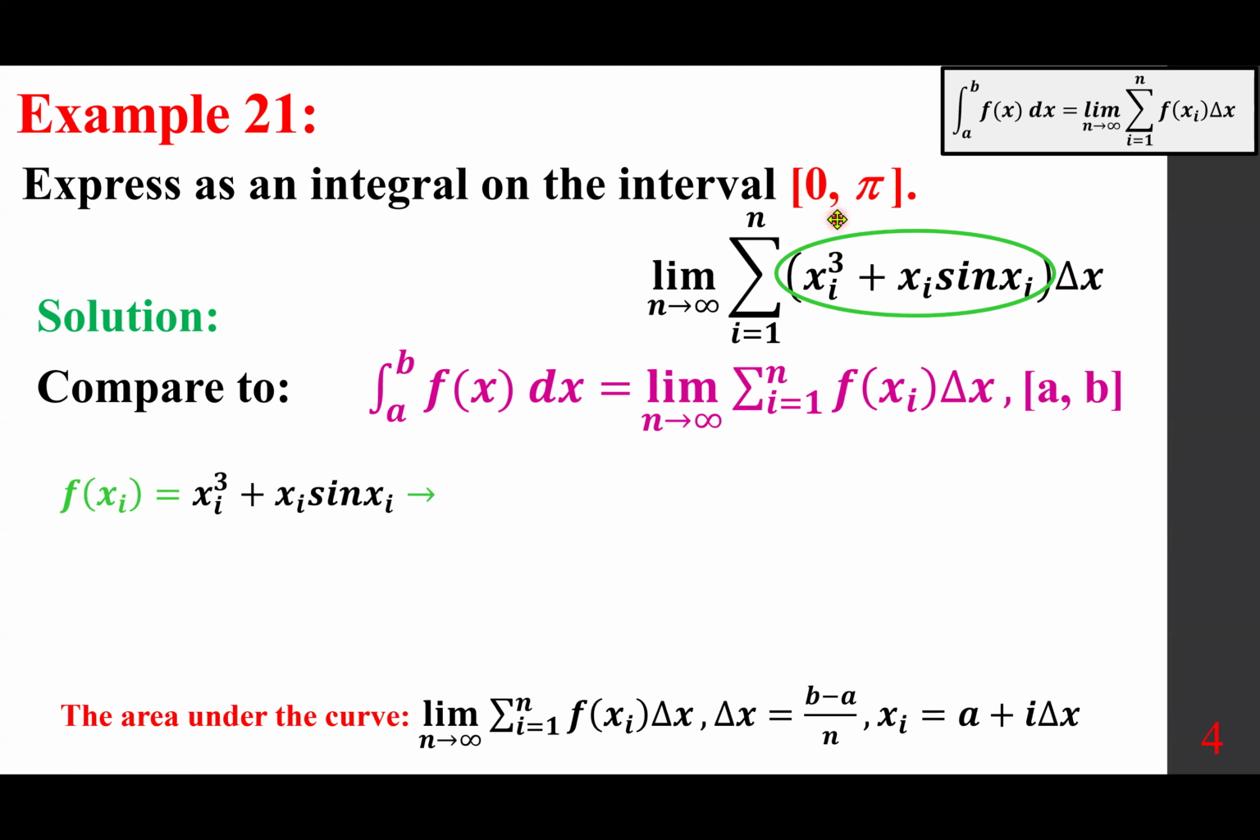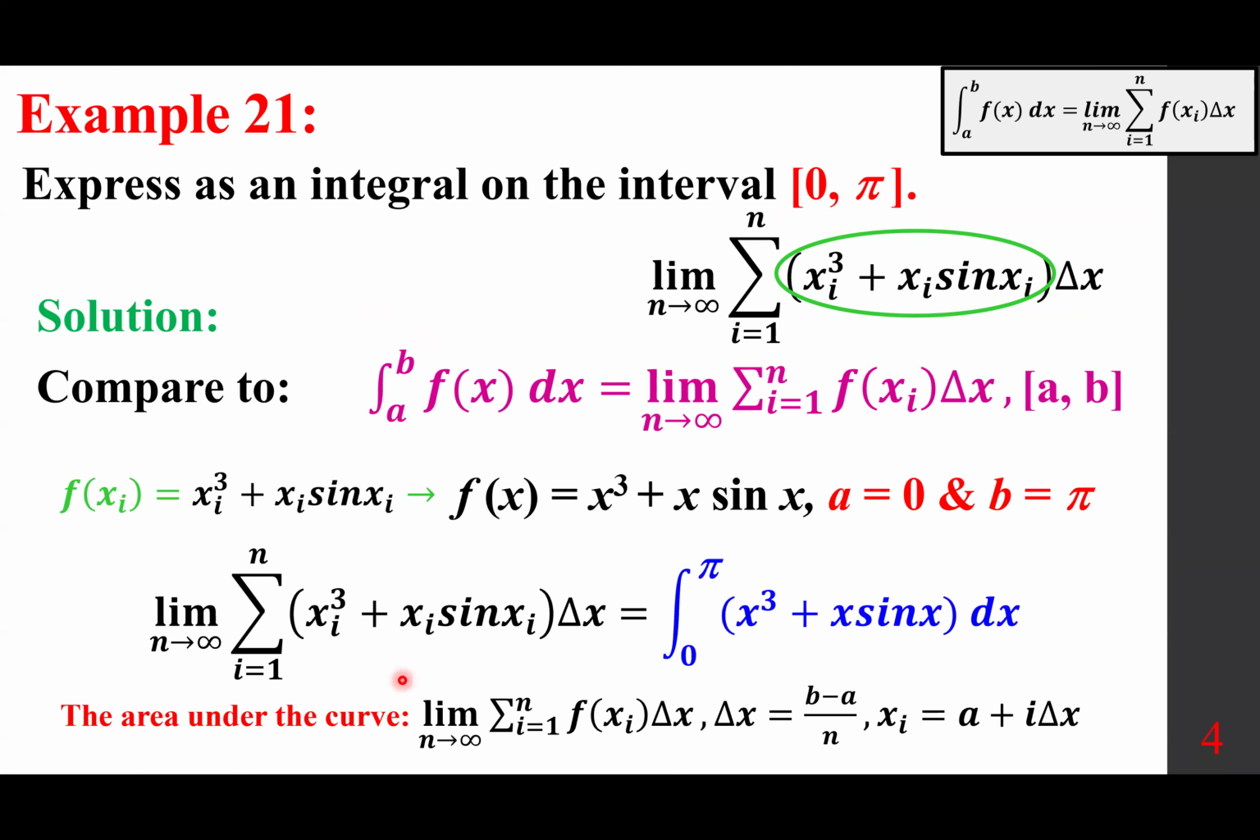So according to this, f of x sub i must be x sub i cubed plus x sub i sine of x sub i, and so that's f of x. a is 0, b is pi. So this limit is the same as this integral, from a to b, 0 to pi. So the given limit, the limit as n approaches infinity of the summation, i going from 1 to n, of x sub i cubed plus x sub i sine of x sub i, delta x, is the same as the integral from 0 to pi of x cubed plus x sine x dx.